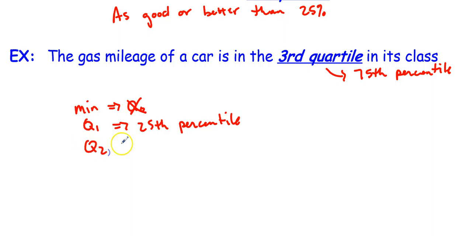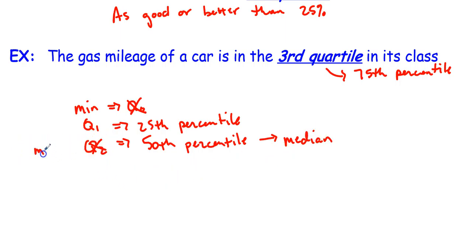The second quartile is the 50th percentile. If we talk about what the 50th percentile is, that means that you are as good or better than 50% of the data, which means that half the data is below you and half is above. Well, we know we have another name for that, and that is the median. So we usually don't refer to this as quartile 2. We usually just call this the median. All right, so the median is actually the second quartile. It corresponds to the 50th percentile.